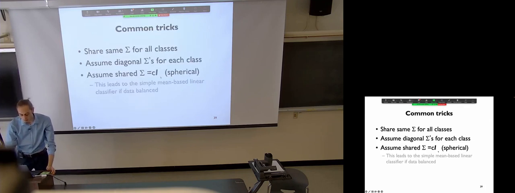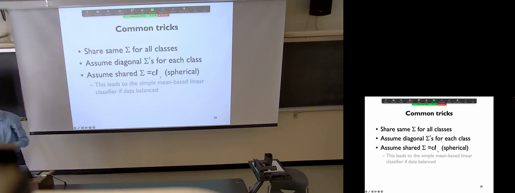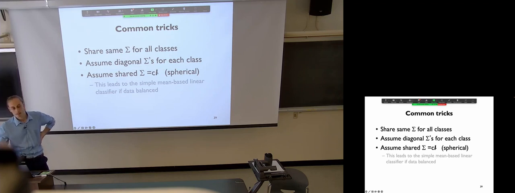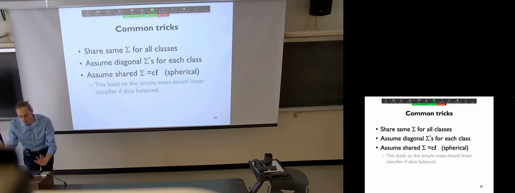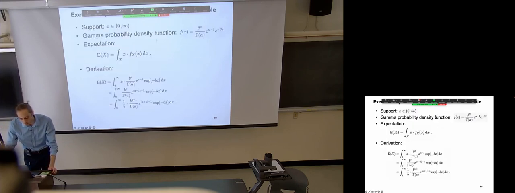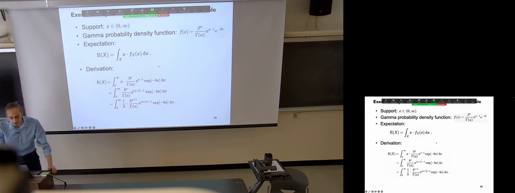And we can also assume a spherical form, also diagonal, but this is C times I, an identity matrix that is scaled by a constant. I'm not going to go through this in too much detail. Let's do a quick exercise, just to show you a bit of a derivation.